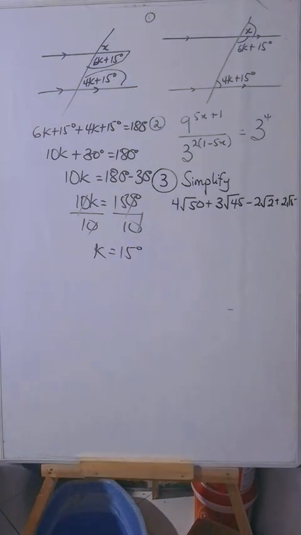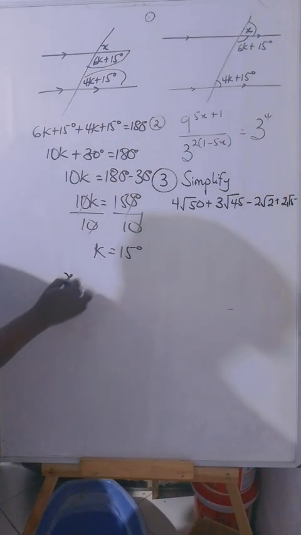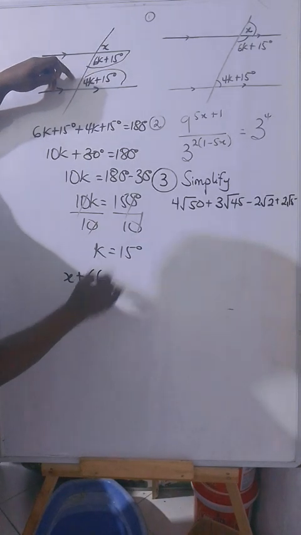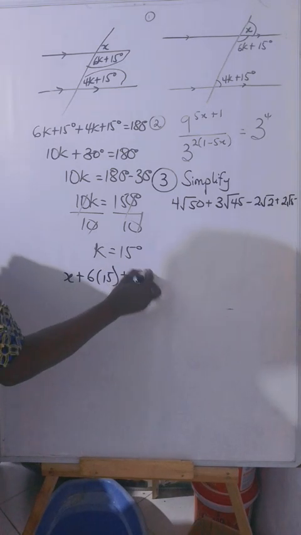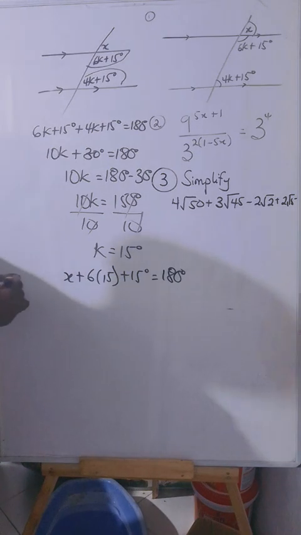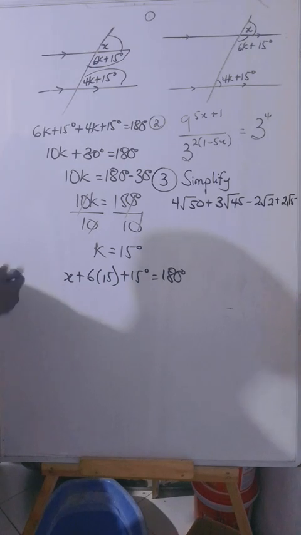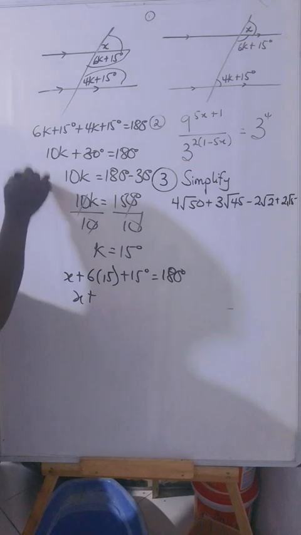Right. So if k is 15 degrees, obviously we can solve for x using angles in a straight line. So x plus 6k. So instead of k we have 15. Then plus 15 degrees equal to 180, adjacent angles in a straight line. So we have x plus 15 times 6.